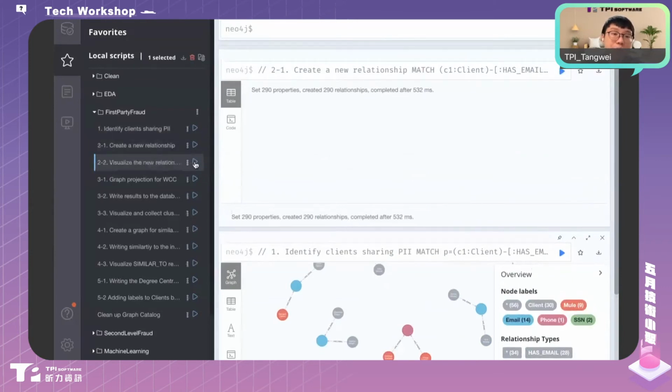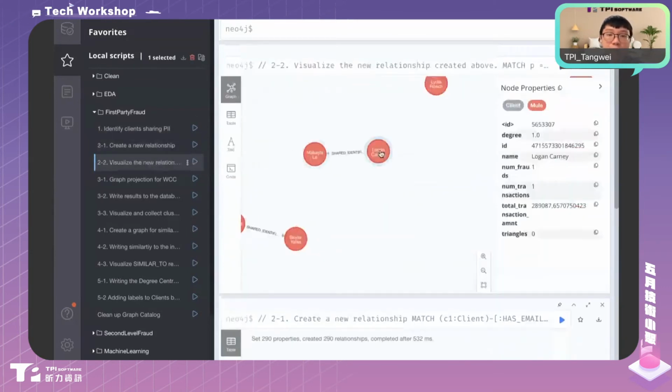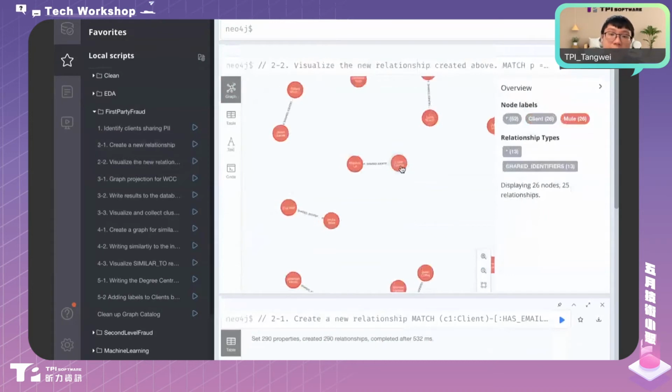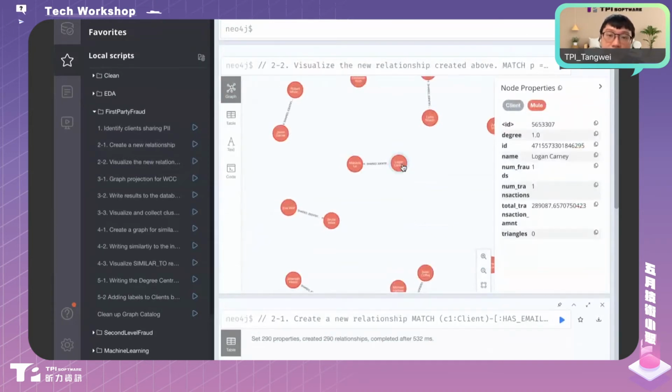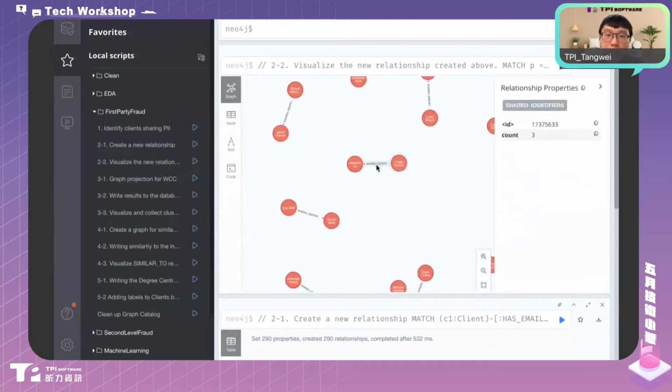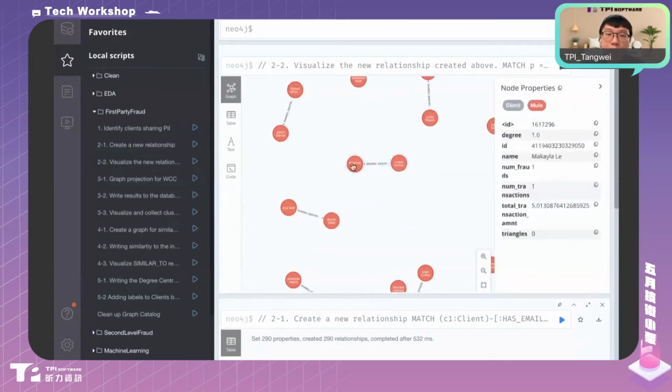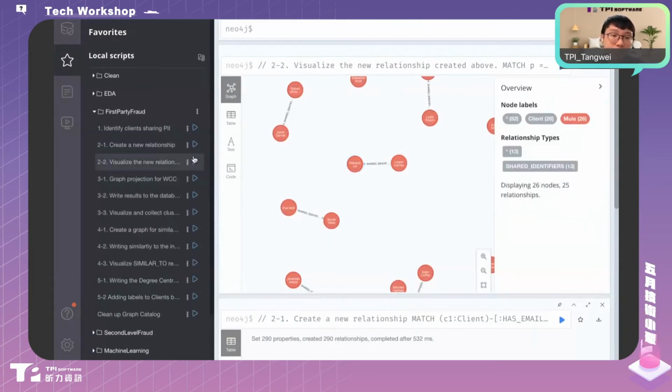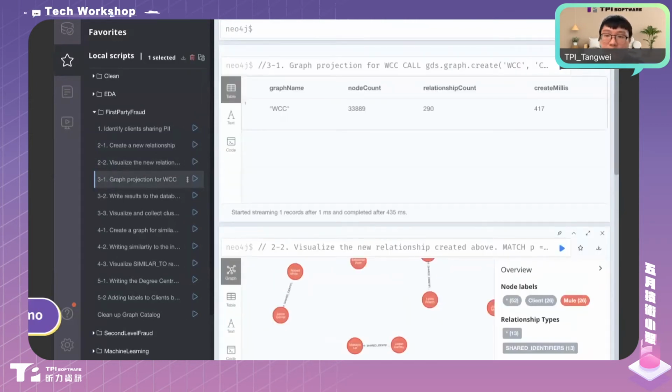So what does it mean? We can visualize the result. So we take this client as a sample. So this client shares 3 PII with this client. So they may share the same SSN, the same email, or the same phone number. So we can visualize the new relationship. And then the next step, we will identify the cluster of clients sharing PII.